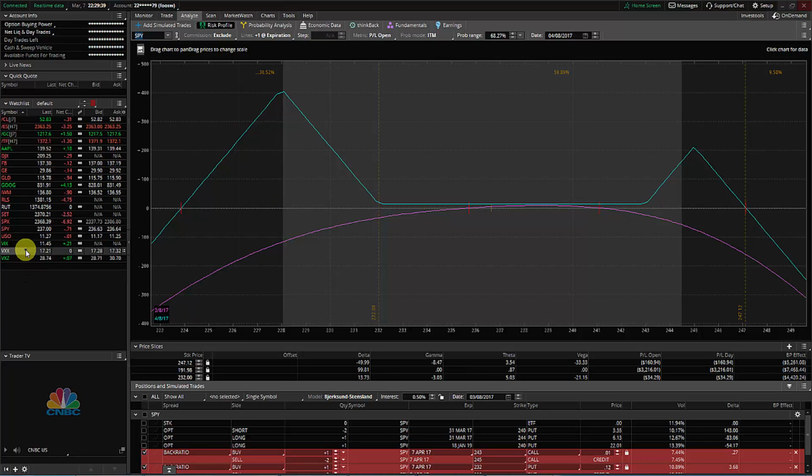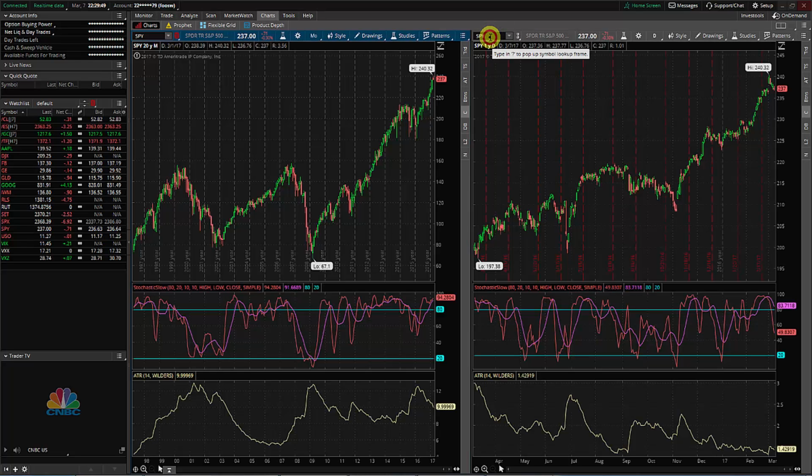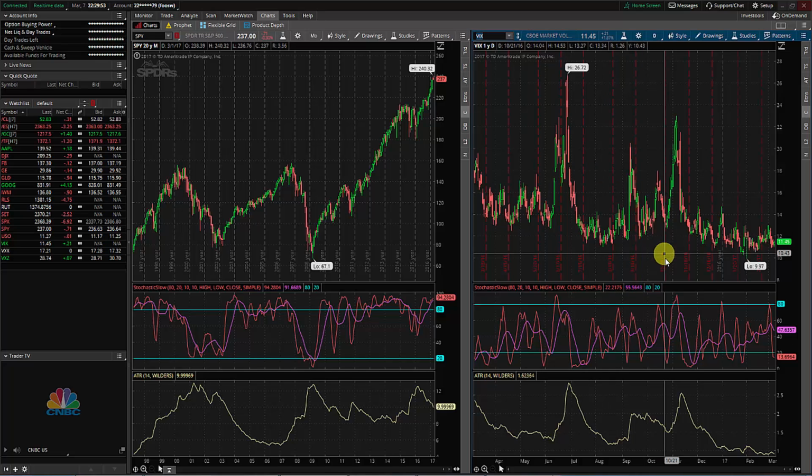And we look at the VIX now, which is at 11.45, and VIX at this level is considered low. If you go to the chart and just take a look at the VIX for the past 1 year, it is almost at the all-time low, or we can say that it is at the lower range for the past 1 year.